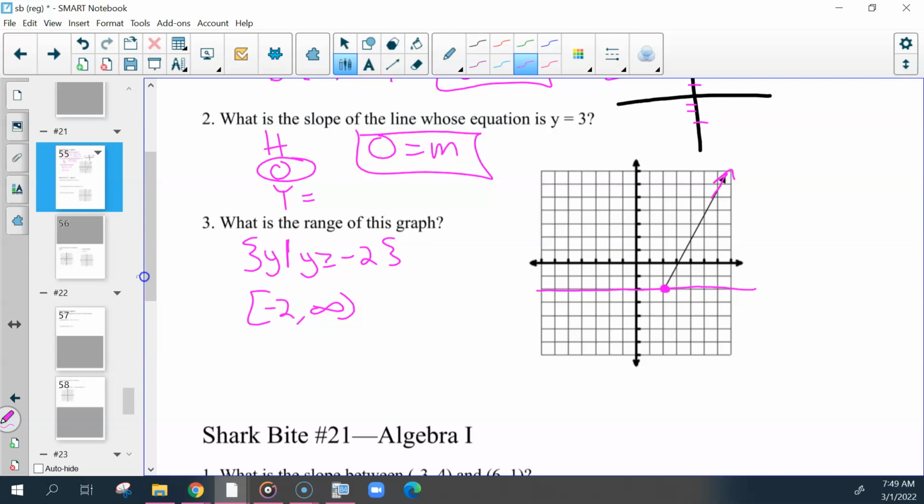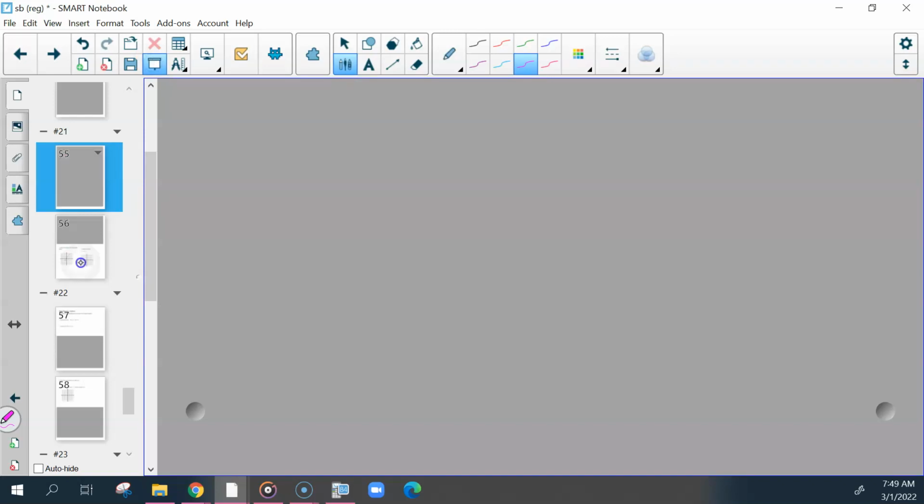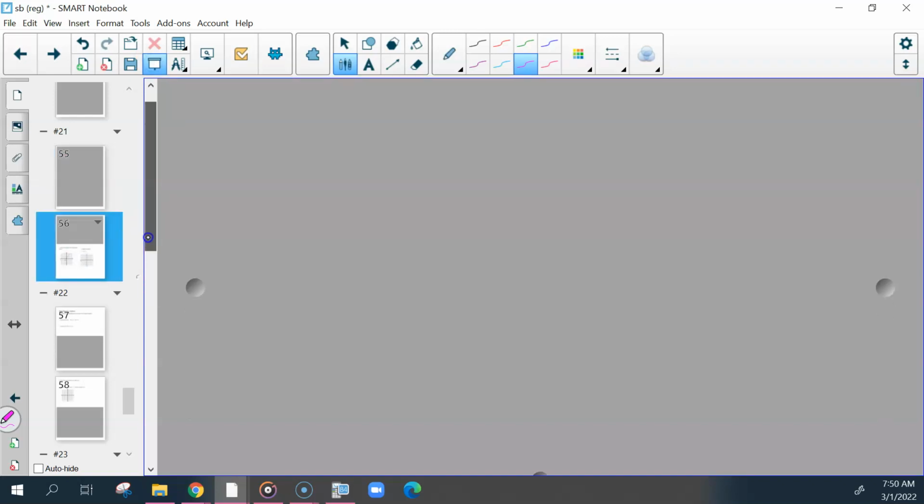So you can write this one of 2 ways. Y is greater than or equal to negative 2, or in interval notation, negative 2 with a square bracket, because really there was a point there, to infinity. Do you have any questions on that one? On the back.